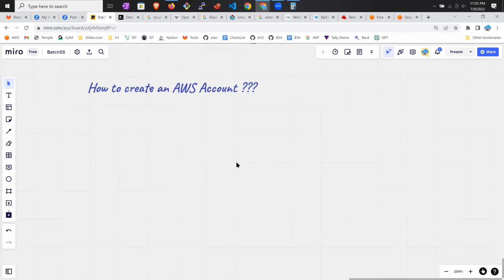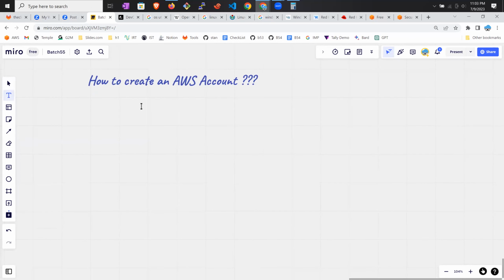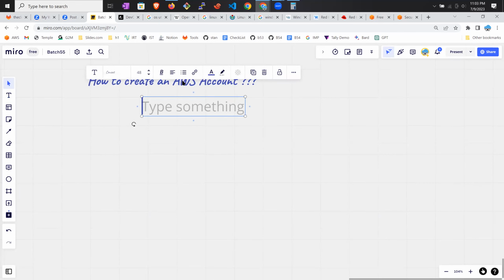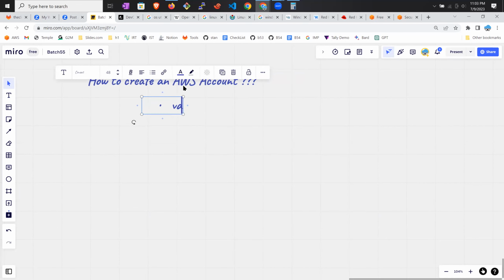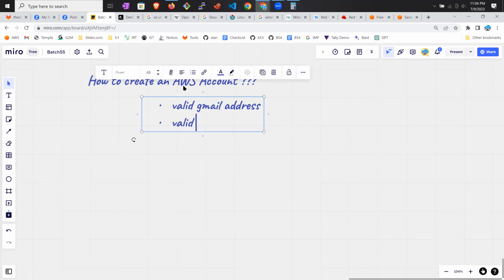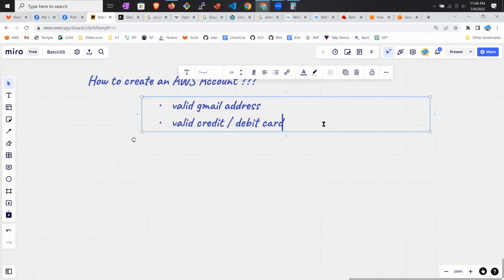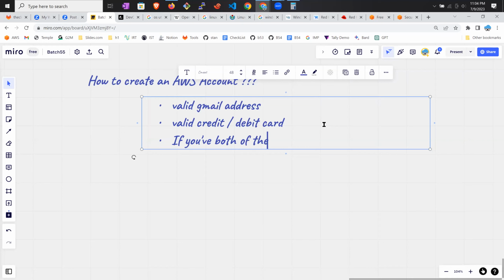If you want to create an AWS account, all you need to have is a valid Gmail address and a valid credit card, which is preferred, or a debit card. If you have both of them, in less than 24 hours you will have your AWS account ready.